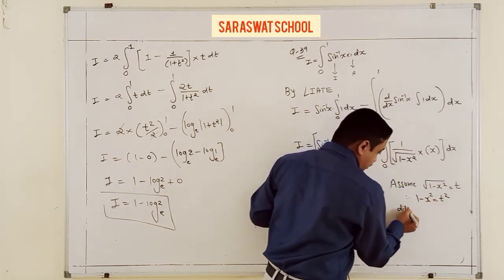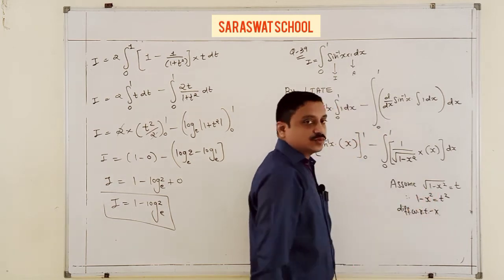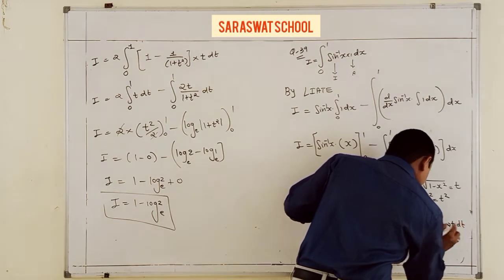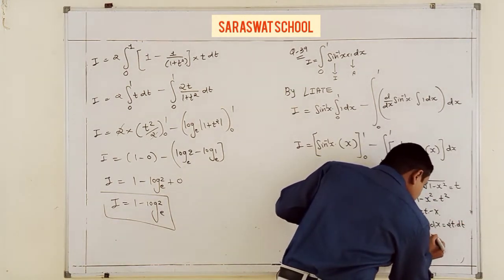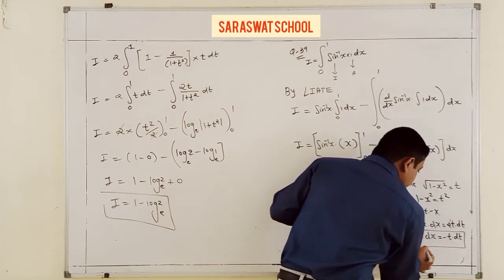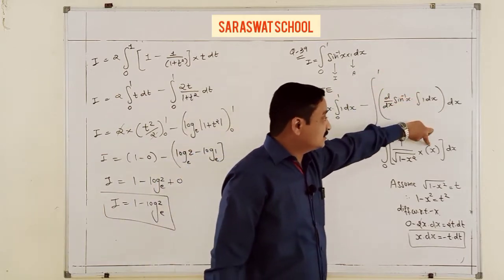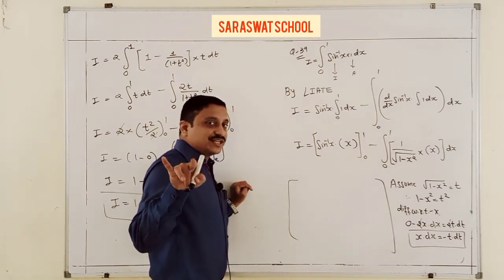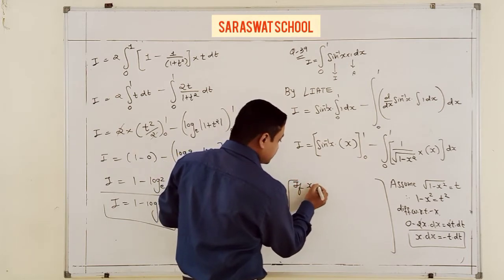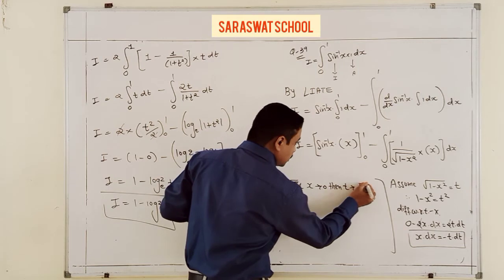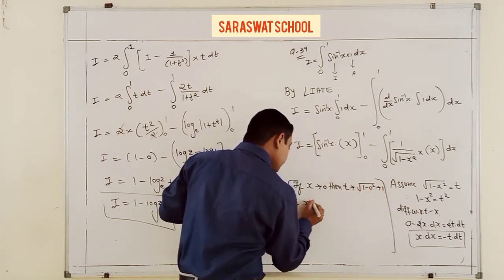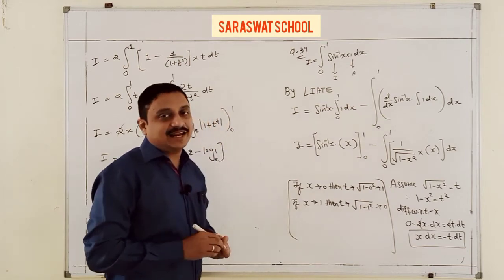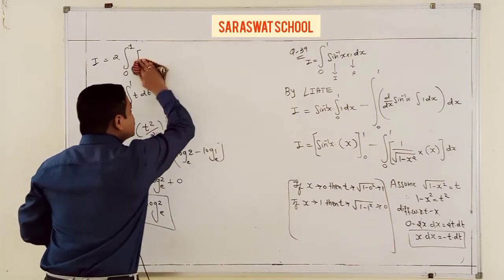Differentiation with respect to x: 0 minus 2x dx equals 2t dt. So x dx is how much? Minus t dt, and that total value is attached. Now I change my limits. If x tends to 0, t tends to under root 1 minus 0 square, which means 1. If x tends to 1, t tends to under root 1 minus 1 square, which means 0.